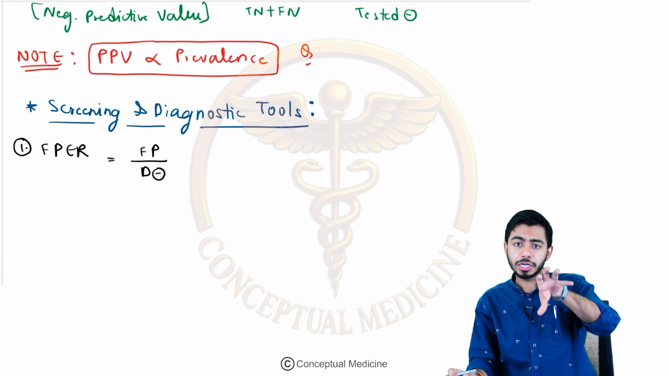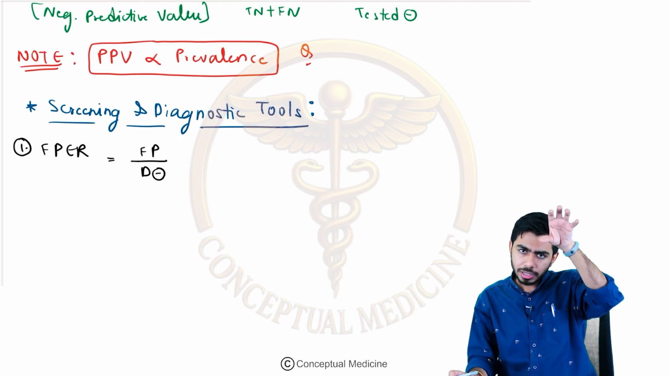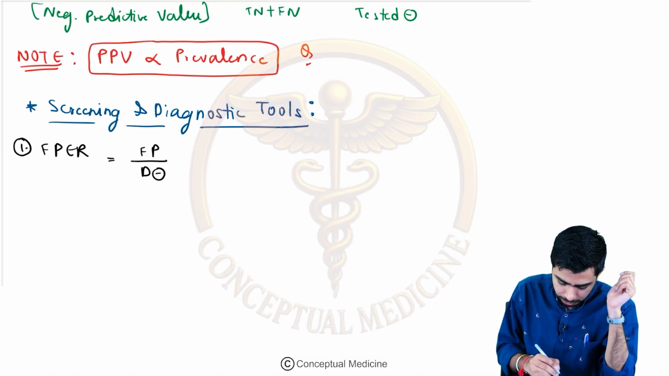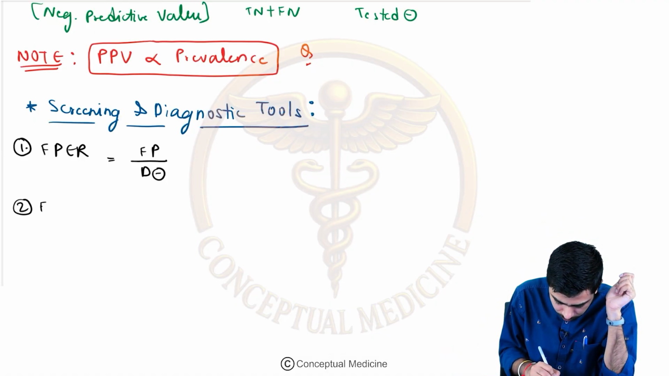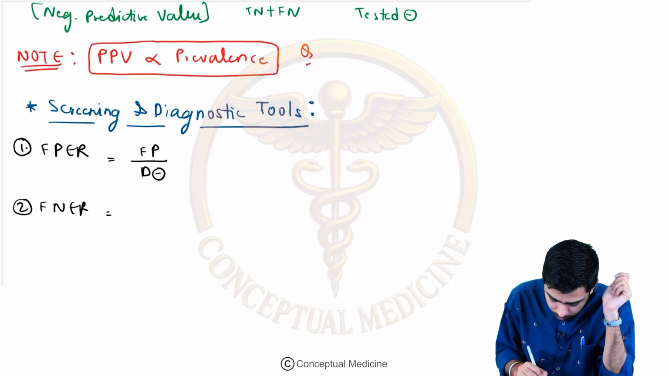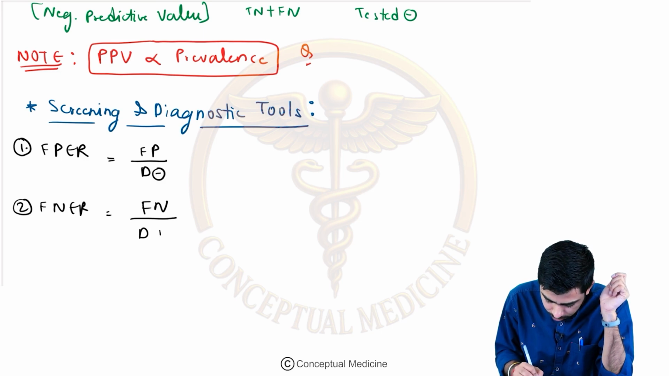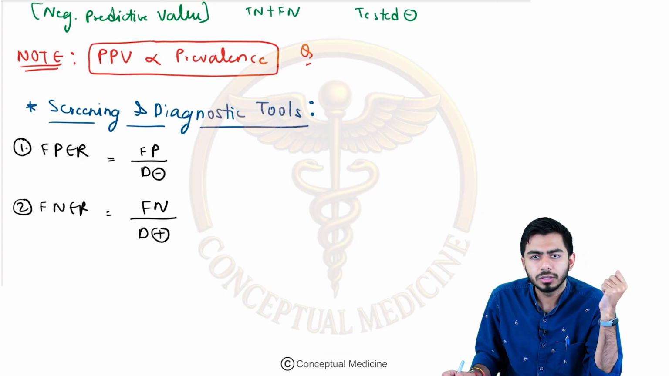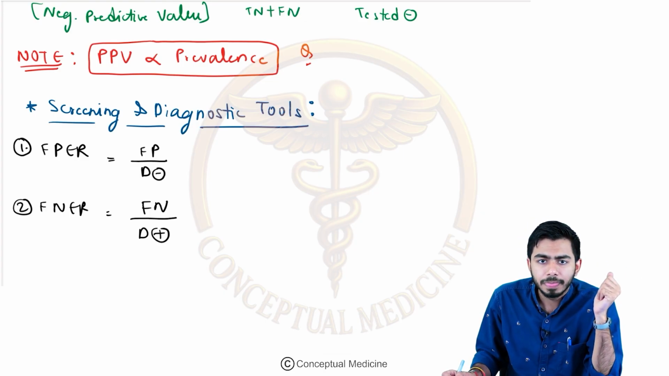And if I tell you false negative error rate, it is false negative divided by disease positive, or false negative divided by false negative plus true positive, right? So if I am talking about the false negative error rate, then you should have answered me false negative divided by disease positive, isn't it? False negative divided by disease positive, right? So that is the story.